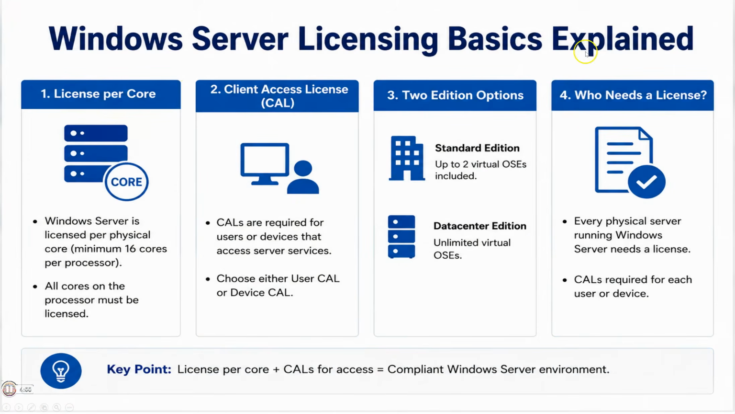And then Windows Server licensing. You have multiple types of licensing. The very first is core-based licensing. Windows Server is licensed per physical core, with a minimum of 16 cores per processor. All cores on the processor must be licensed. This is an important note for licensing.